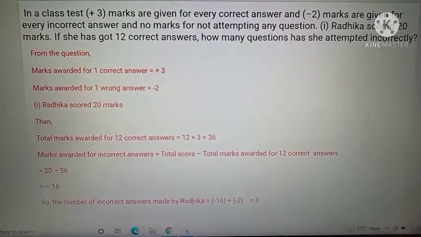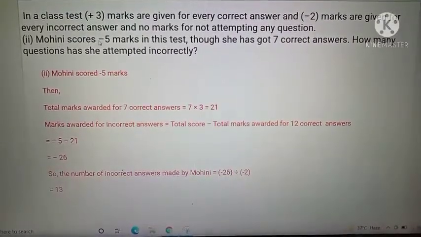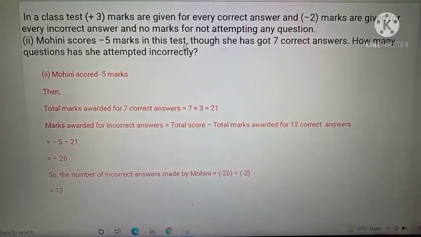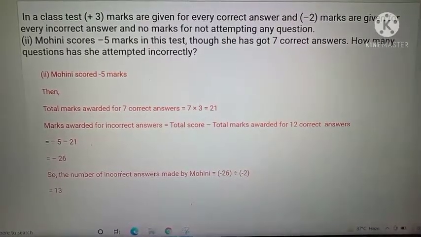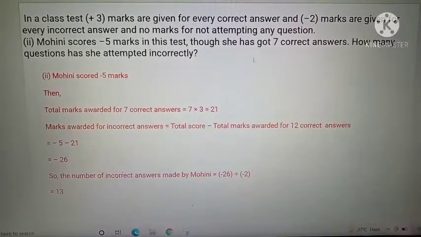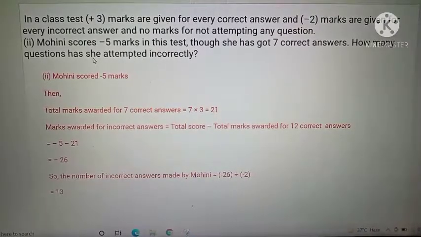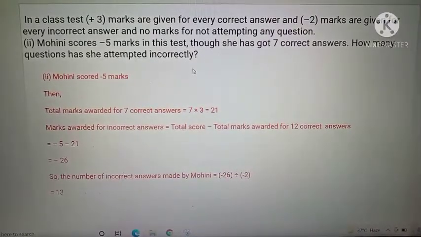Now there is a sub-question for this question. Let's see that also. Another student, Mohini, scored minus 5 marks in this test. Though she has got 7 correct answers. Oh my god, she has got 7 correct answers but her score is minus 5. How many questions has she attempted incorrectly?